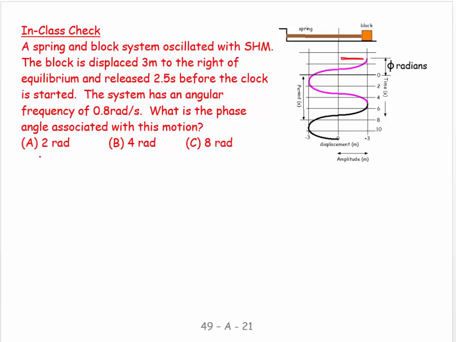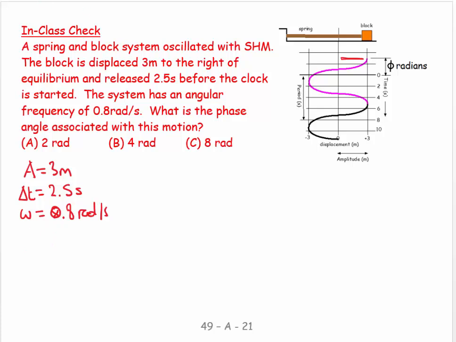So what do we know? Well, we know that my amplitude is equal to 3 meters. And we know that our time interval is equal to 2.5 seconds. And we know that our angular frequency is equal to 0.8 radians per second. And I want to somehow get an angle out of this. And again, that might not seem so comfortable.